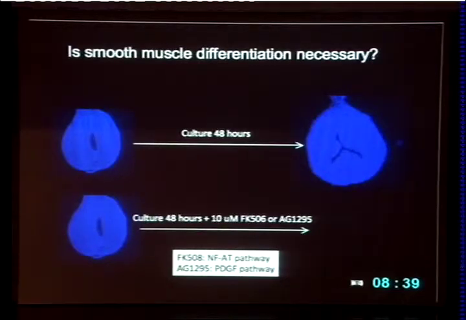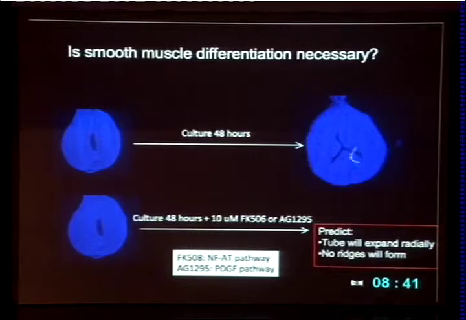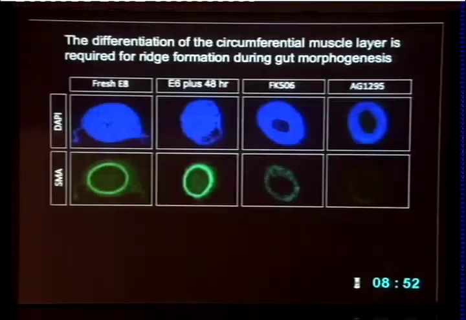And then the prediction would be, if the smooth muscle is simply a barrier to expansion, then if you get rid of the smooth muscle, the tube should expand radially because it no longer has that barrier, and no ridges will form. And that's exactly what we see.